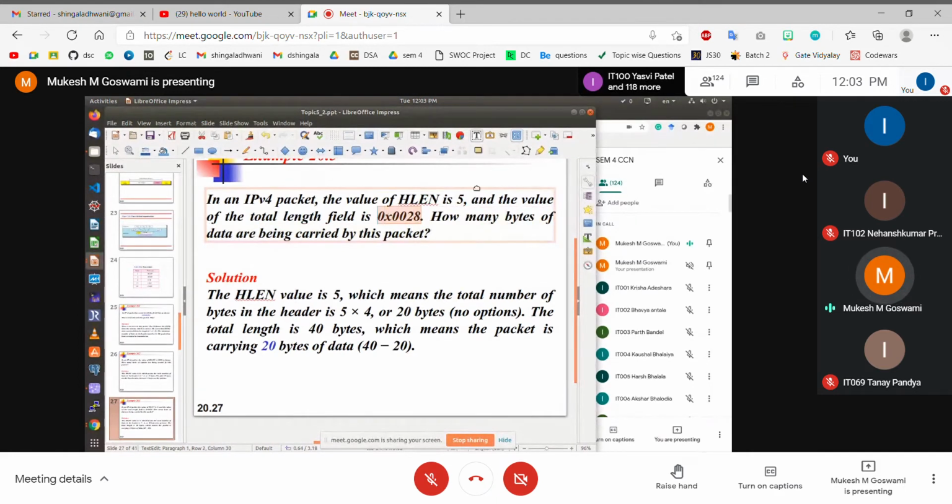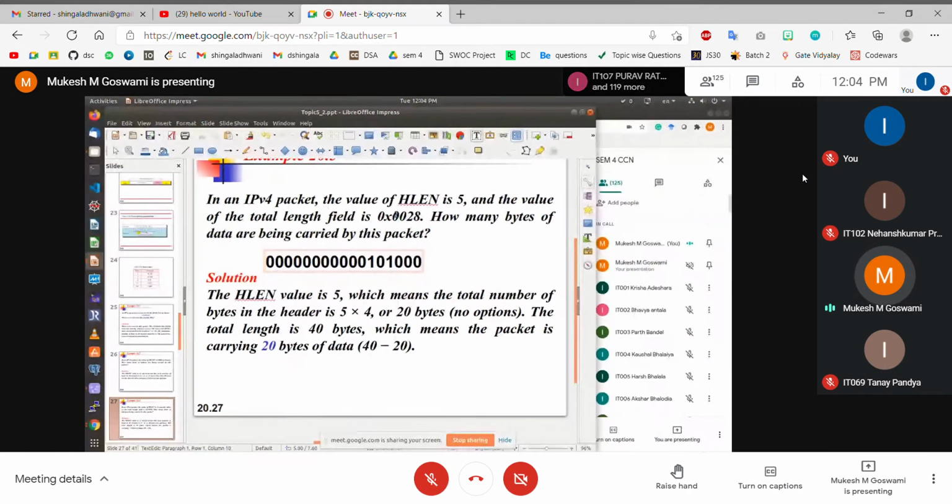But the header length and total length are not mentioned in a decimal form. Header length is mentioned in a decimal form, but total length is not. So first I need to convert that into the decimal form. If I convert this hex number into a binary number, what do I get here? 8 is represented by 1000, so that is 8, and 2 would be represented by 0010, that is 2, right? All other bits are 0. You have 0000 here and 0000 here, right?